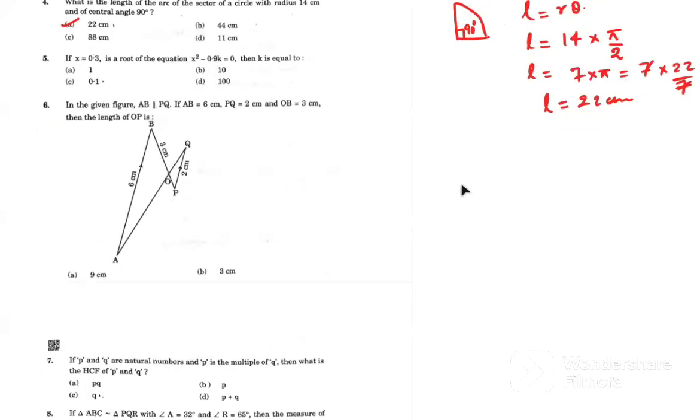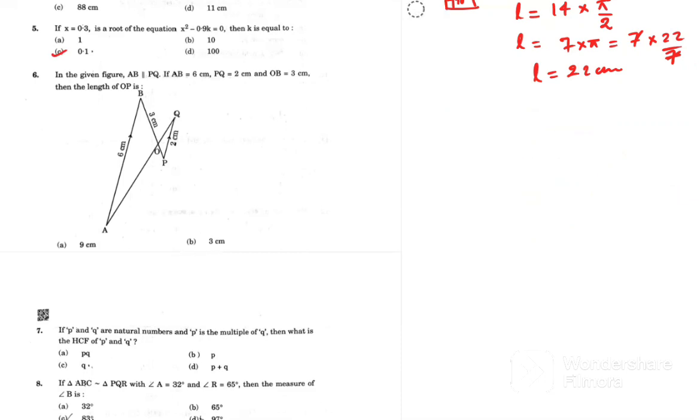Okay. Now moving on to question number 5. It says if x is equal to 0.3 is the root of the equation, then k is equal to what? Right? So if x is the root, I can plug in x equal to 0.3 square minus 0.9k. This should be equal to 0. That is the meaning of root. Now 0.3 square is 0.09, minus 0.9k equals 0. Therefore we have 0.09 divided by 0.9 equals k, which is equal to 0.1. So 0.1 is option C. It's the correct option.